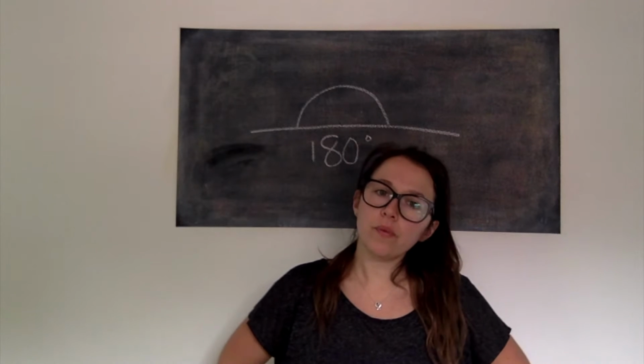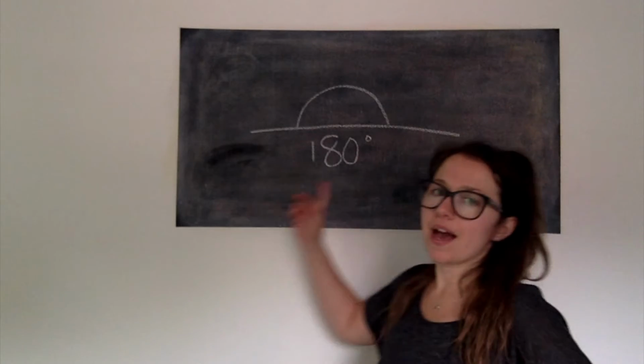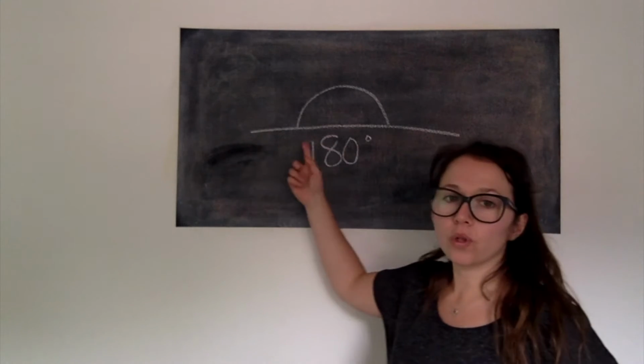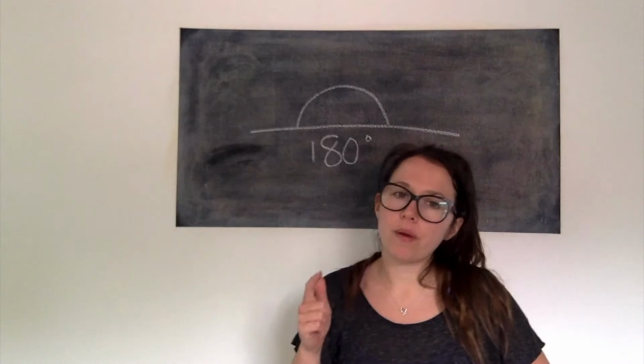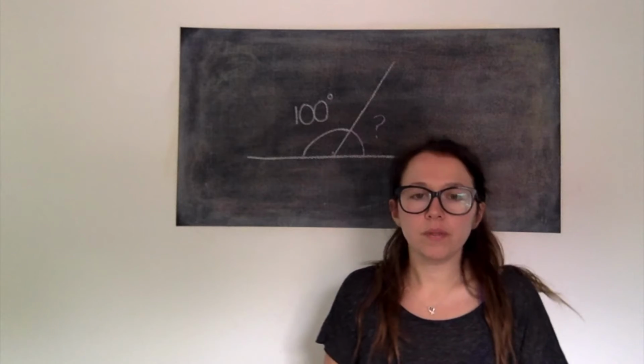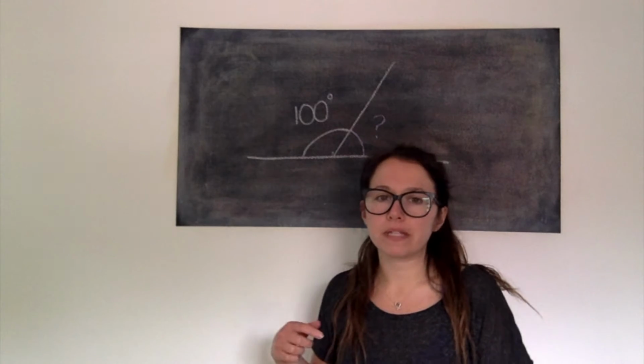So we are carrying on with angles today, and the key piece of information I need you to remember is that angles on a straight line will always total 180 degrees. So keep that fresh in your memory, ready for today's learning. We're going to be using that information today to help us solve some problems to find some missing angles.